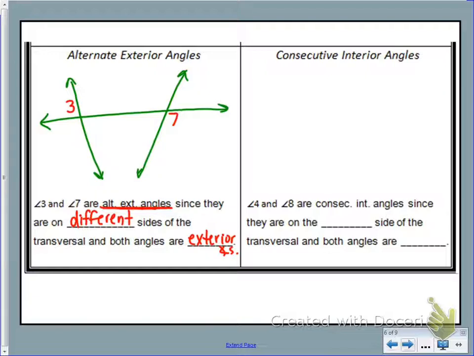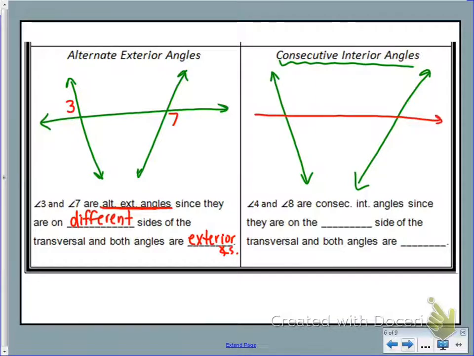Last one is consecutive interior angles. So I have my two lines intersected by a transversal. Every single one of these angle relationships has started in the same way: two lines and a transversal. Without having those three lines, we would not have any of these angles being created. So keep that in mind. That's the common piece of all four of these angle types.